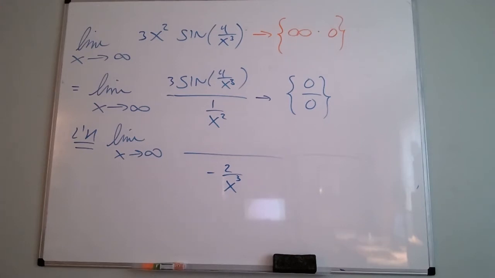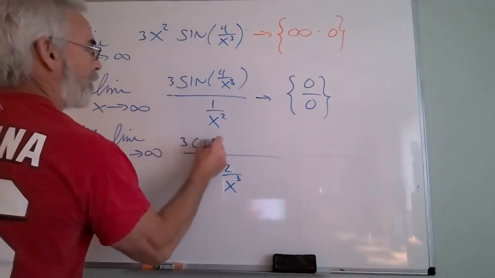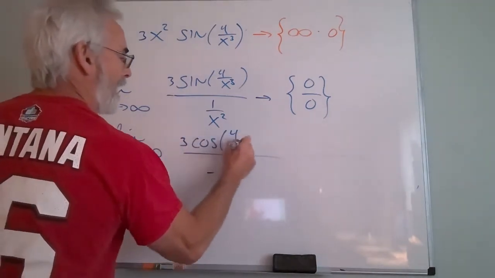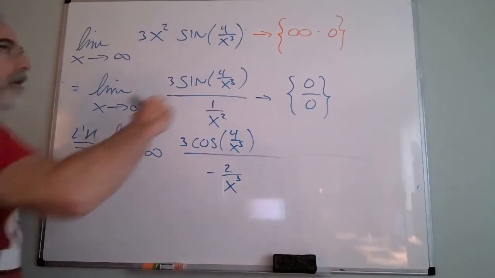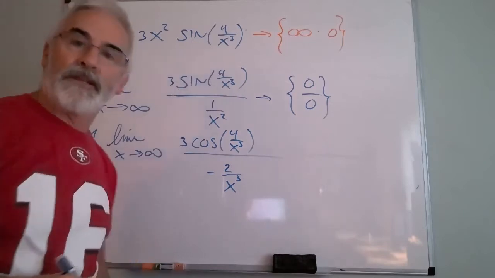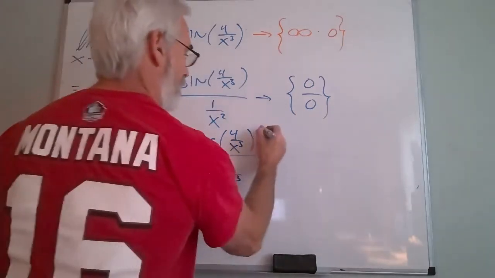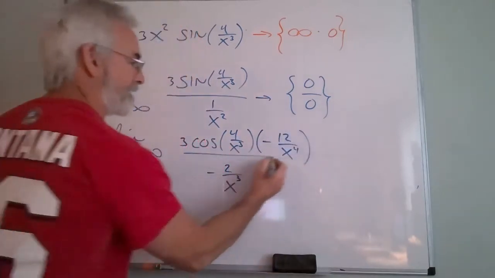Okay, good. And now the top, 3 cosine thing. I know that part, that's easy. But now I need the derivative of the bottom. 4x to the negative 3, so negative 12x to the negative 4. And there's nothing wrong with writing negative exponents.